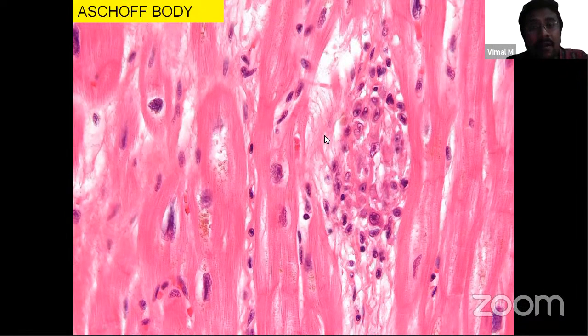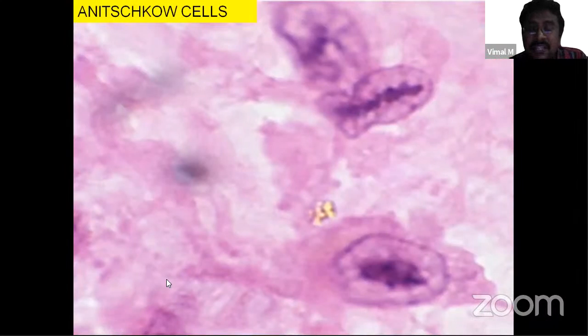Pancarditis means involvement of all the layers of the heart, that is the myocardium, endocardium, and pericardium. So Ashcroft body can be demonstrated in all three layers. It is also seen in acute rheumatic carditis, especially in the acute stage. In this rheumatic heart disease there will be aggregates of the histiocytes, and these histiocytes alone are called the Anitschkow cells.